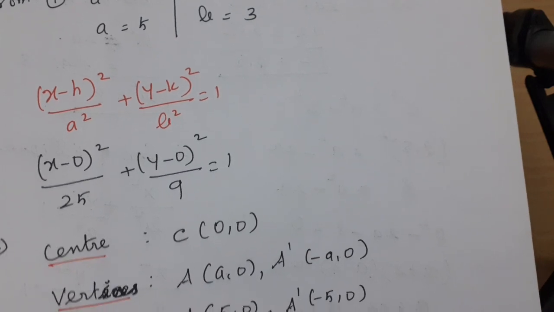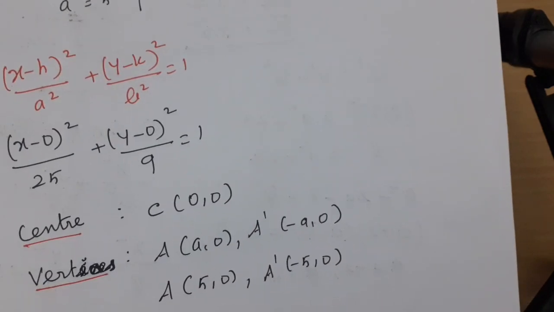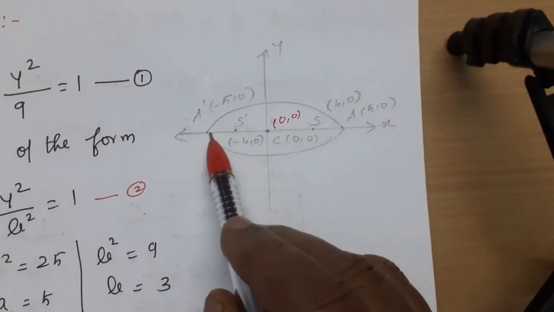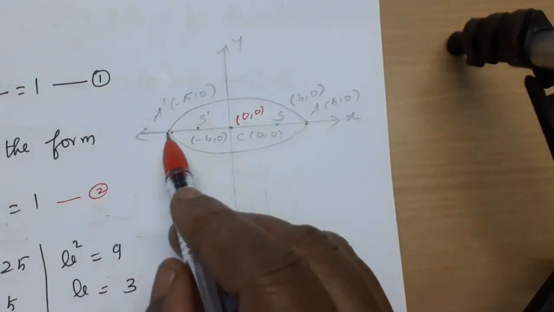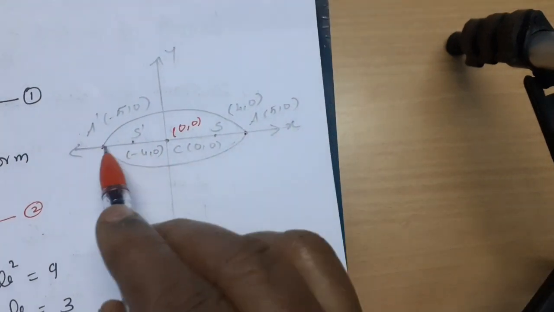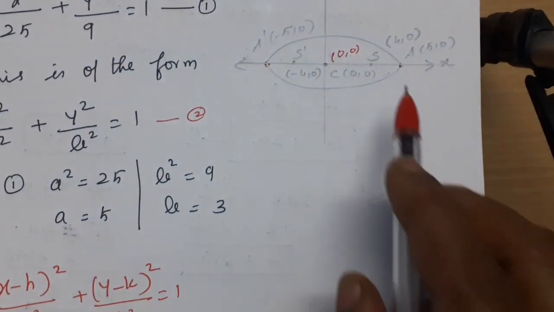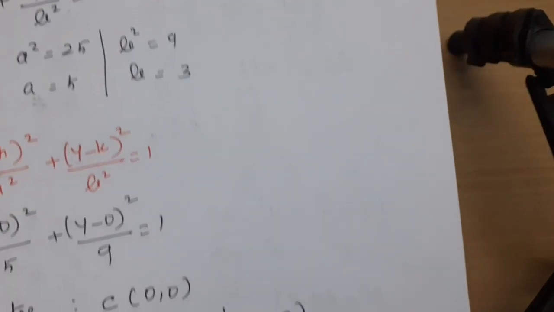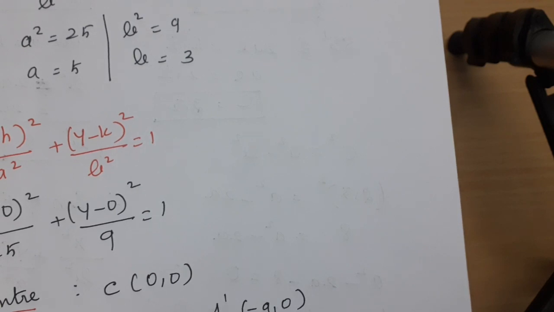What are the vertices? Vertex means only one vertex, the singular form. Vertices mean the plural form, because there are two endpoints. The endpoints of the ellipse are called vertices. So what is A? A is 5 comma 0. Because what is the formula? A comma 0, and A dash is minus A comma 0.